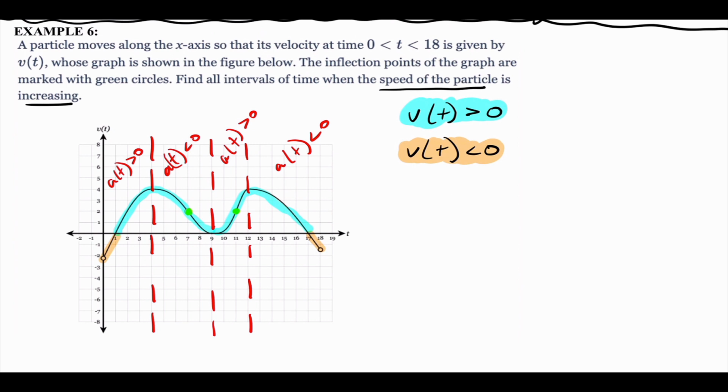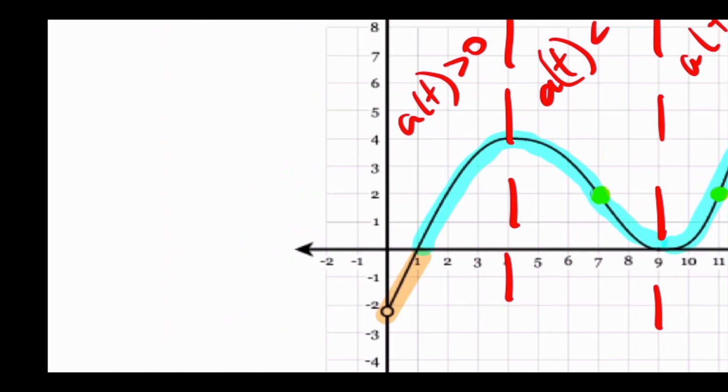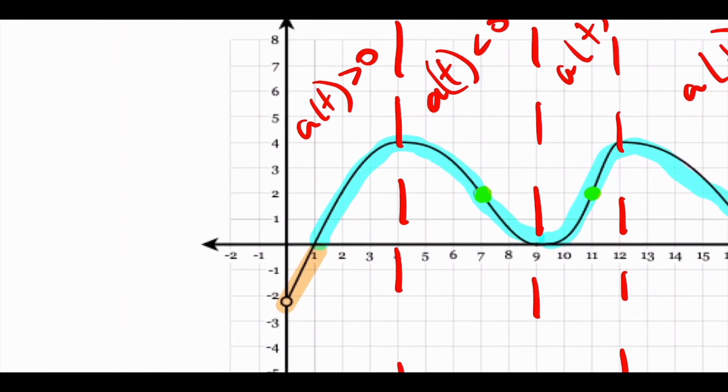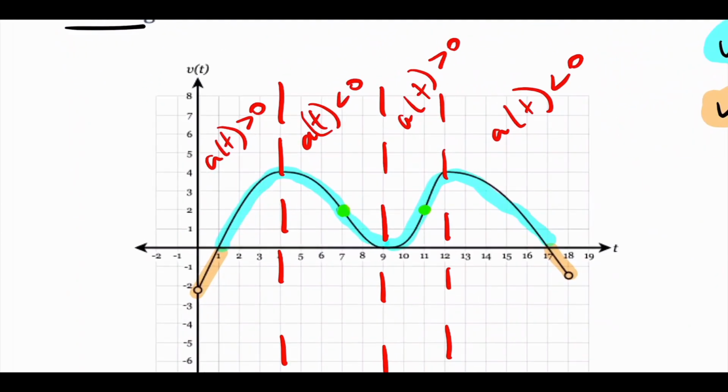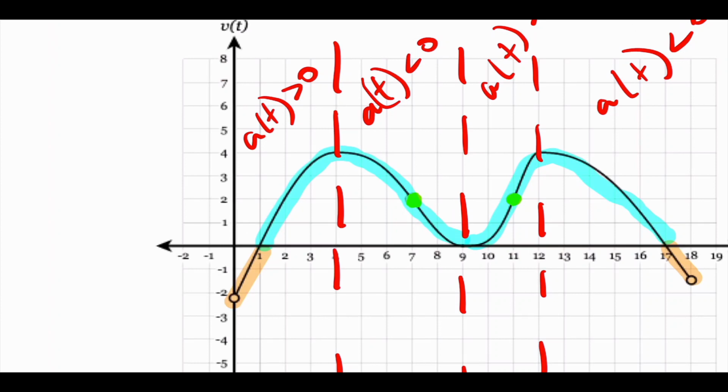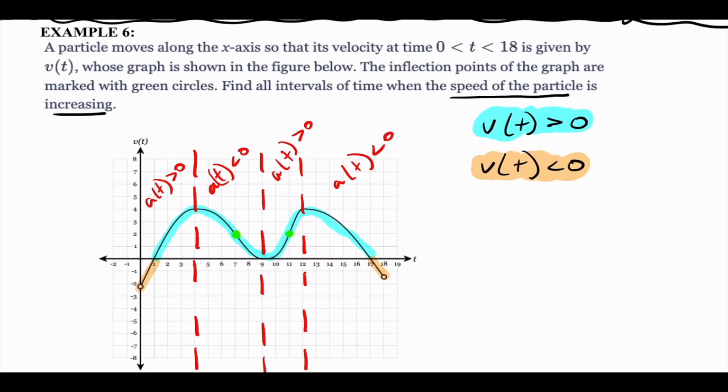So now our job is to figure out where they have the same sign. All right, so let's look in this first little quadrant area, from 0 to 4. So blue means positive, orange means negative. Well, from 0 to 4, acceleration is positive because it's going uphill. What color is also positive? Blue, right? So blue goes from 1 to 4. Okay, so we got 1 to 4. Write that down.